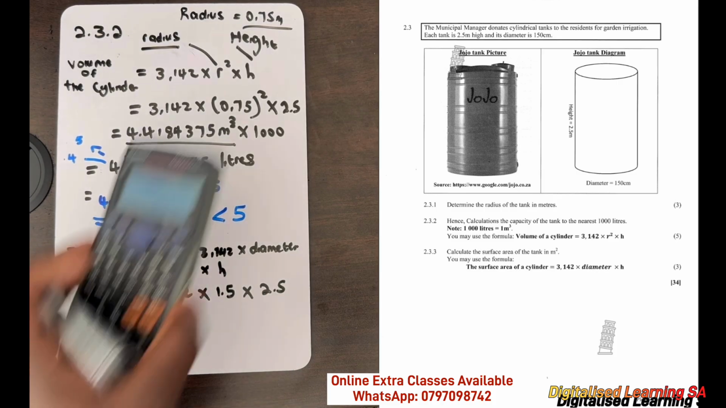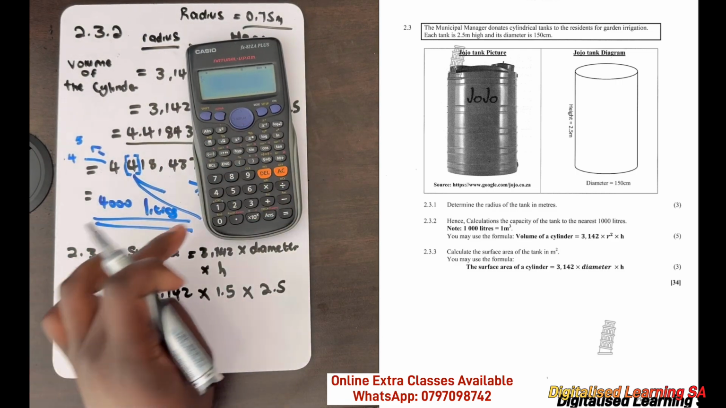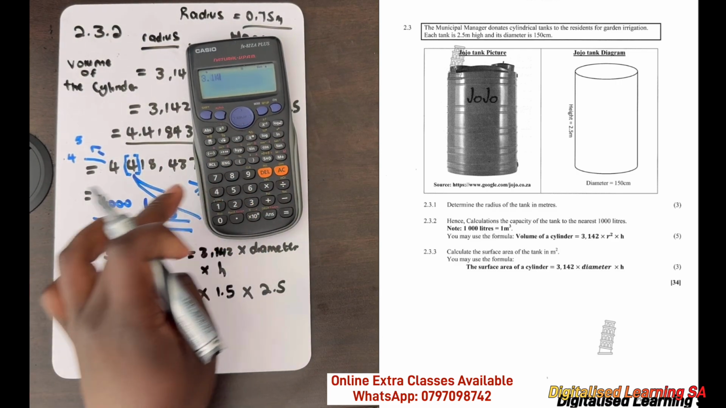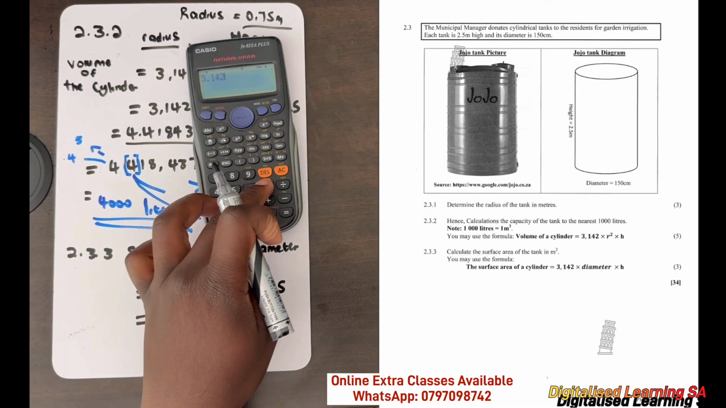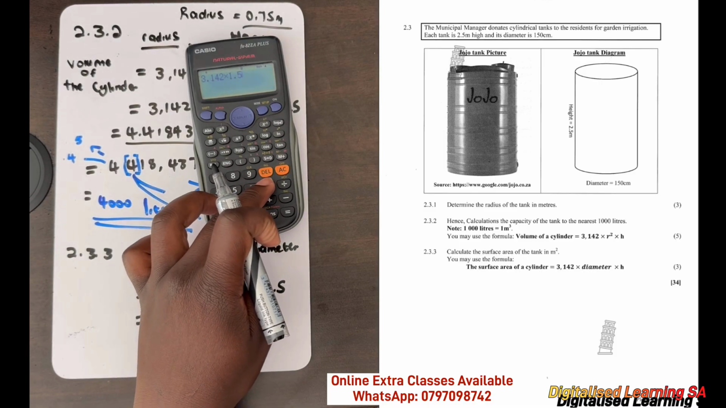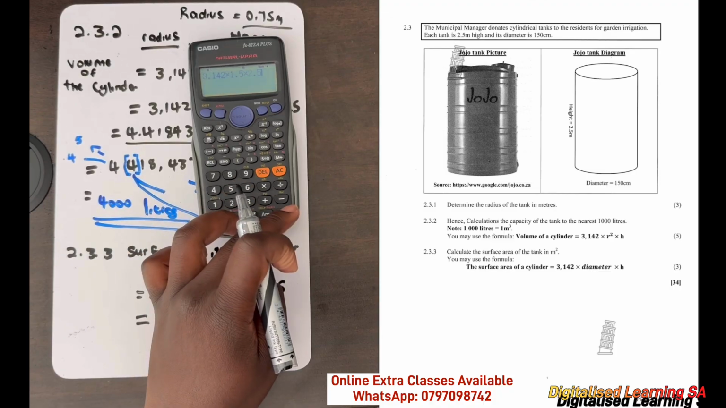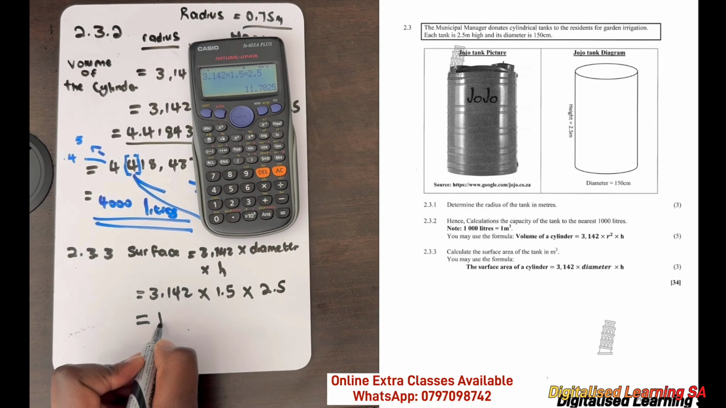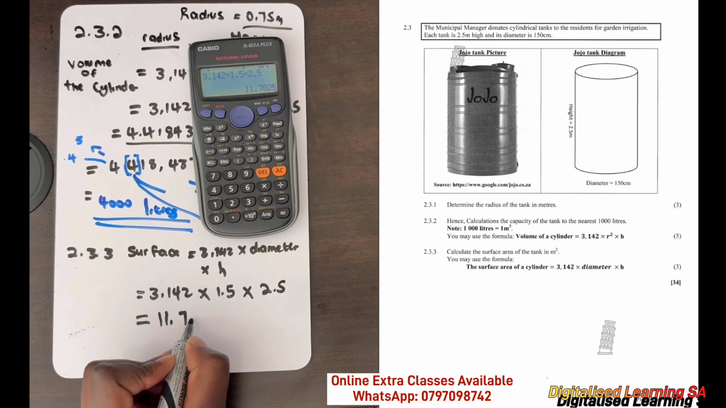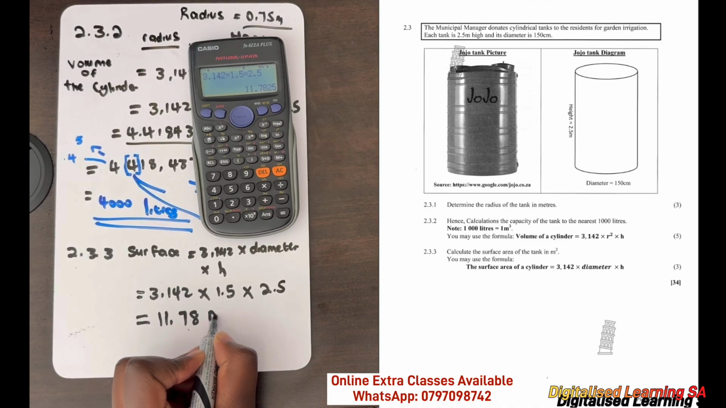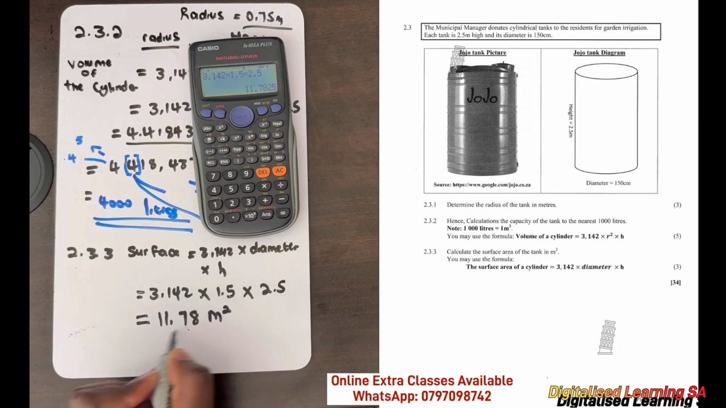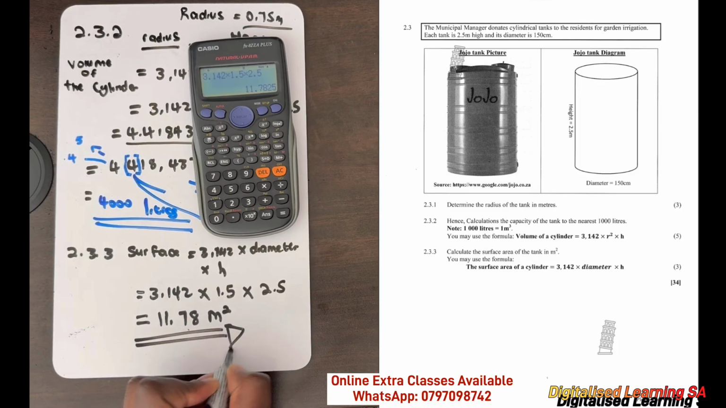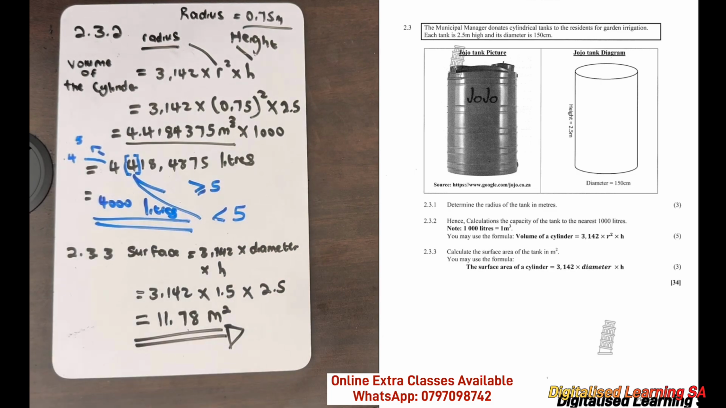So now let's plug that into our calculator. So it's 3.142 multiplied by 1.5 multiplied by 2.5, and our answer is 11.78 square meter. And that brings us to the end of question 2.3.